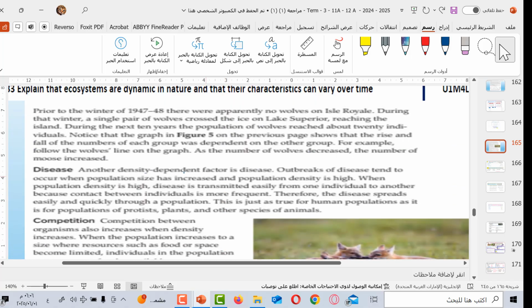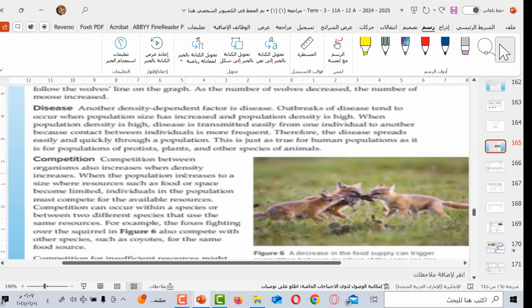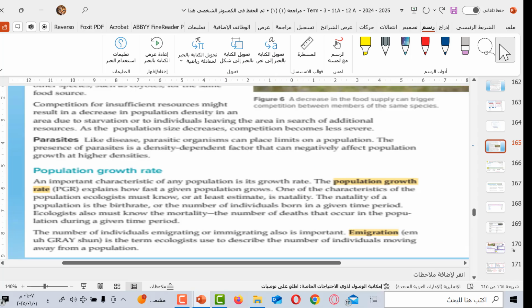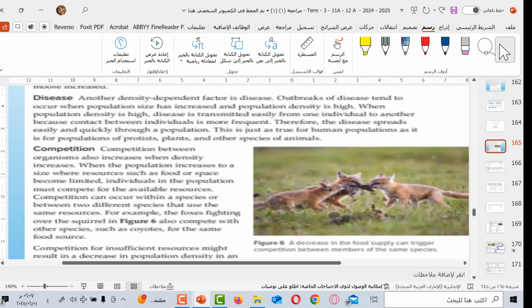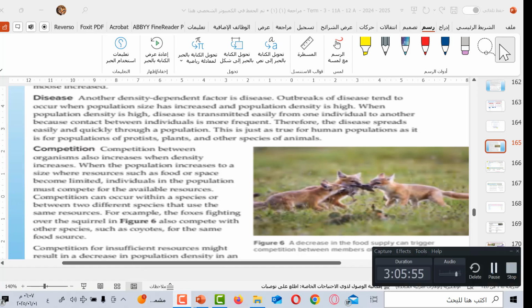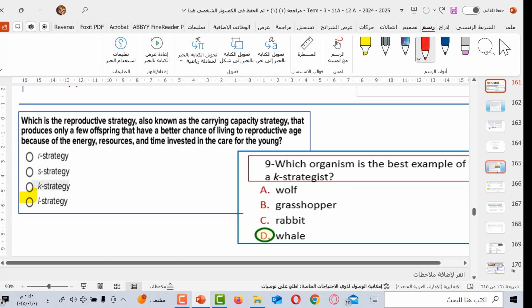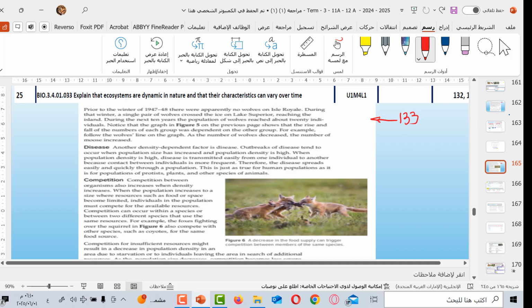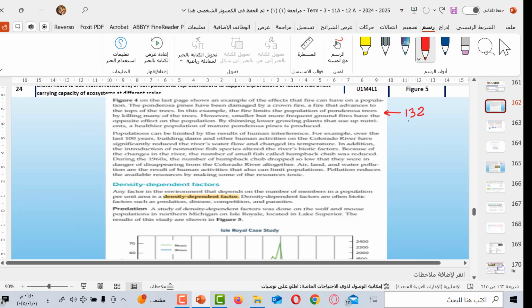Told this picture, told this pages exactly, and let me see the 133, which is the paper. Okay, give me time. This page is 133 and this page is 132.